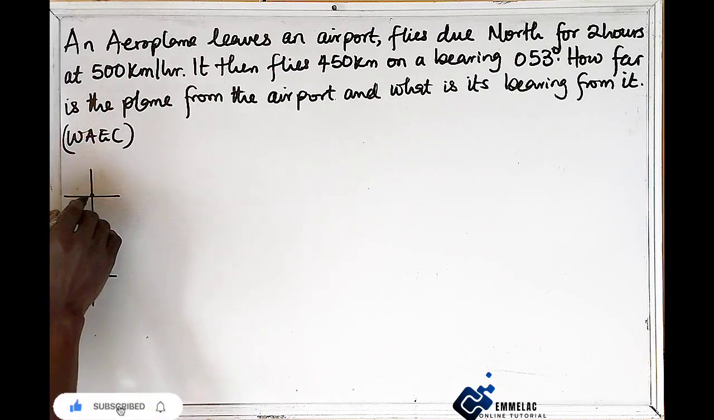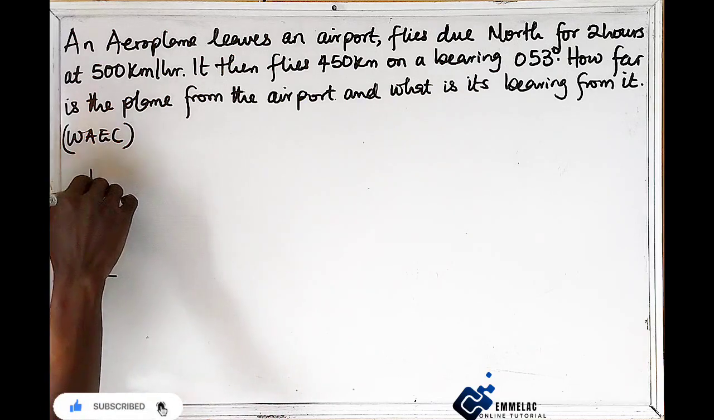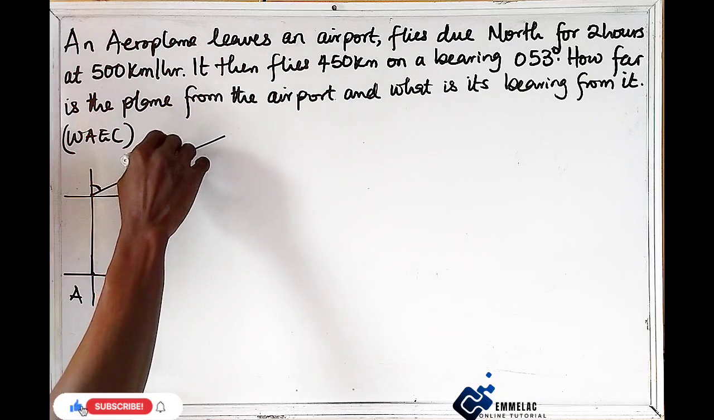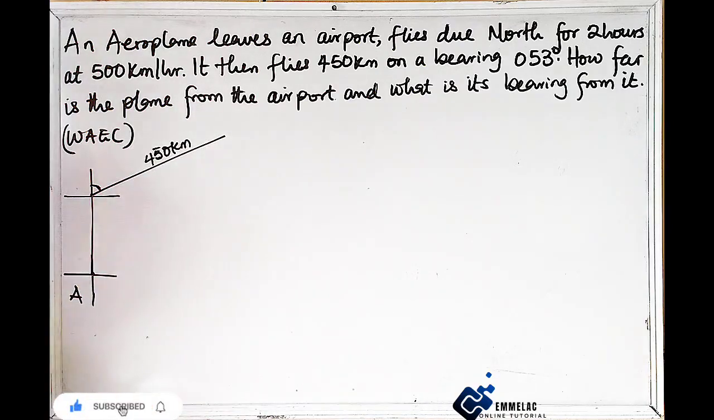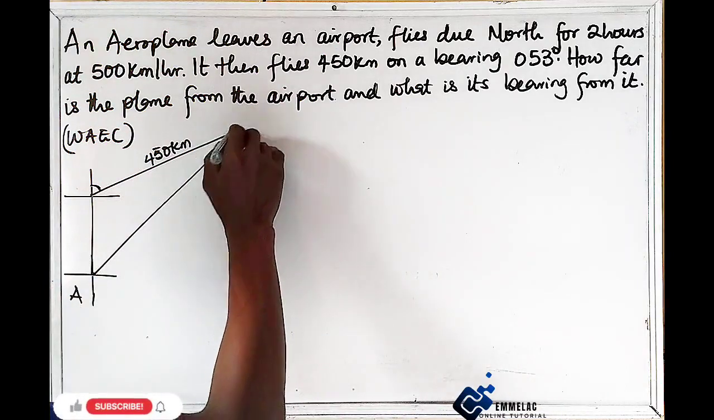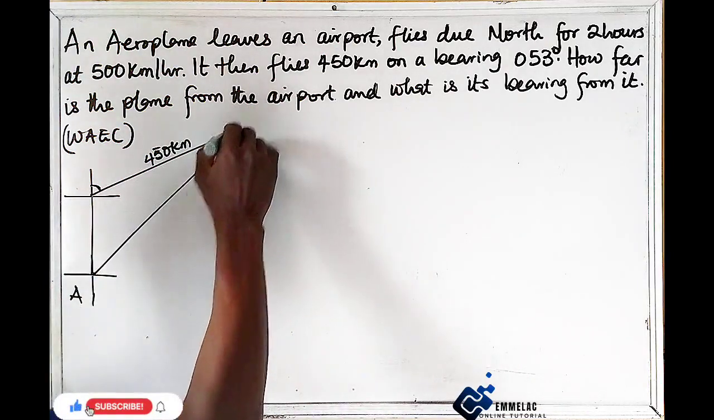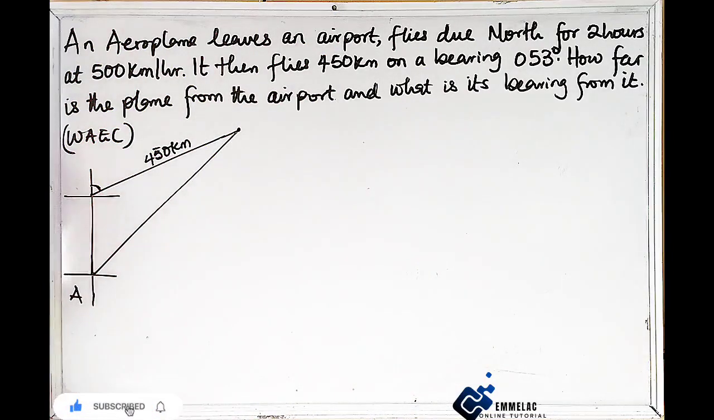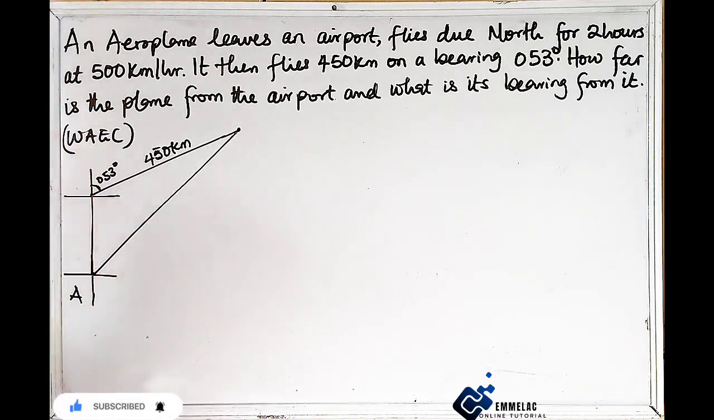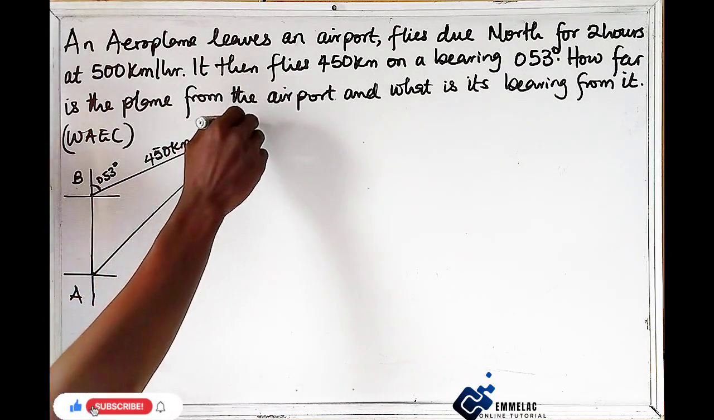At this point again, it flies on a bearing of 053 for 450 kilometer. So the question now is, how far is the plane from the starting point? Here is the starting point, so we draw, now zoom here. Take note, this diagram is not drawn to scale. So here is 053, and can we label it? This is A, let's label this one B, and this one C.